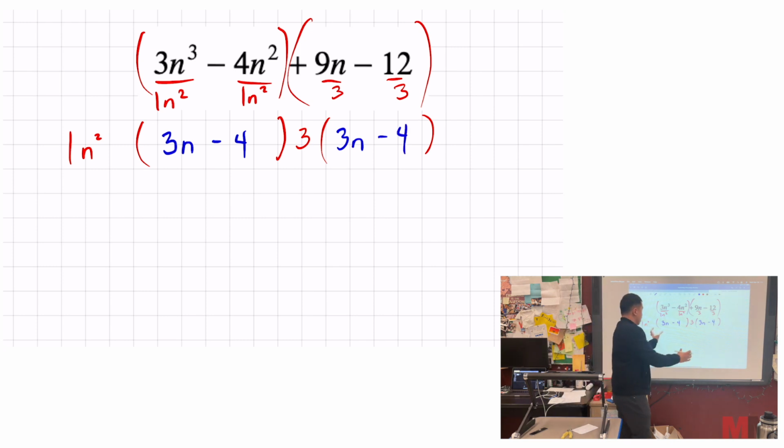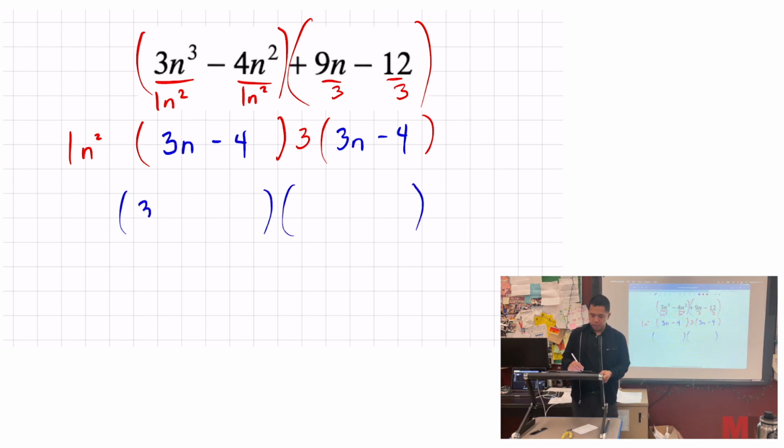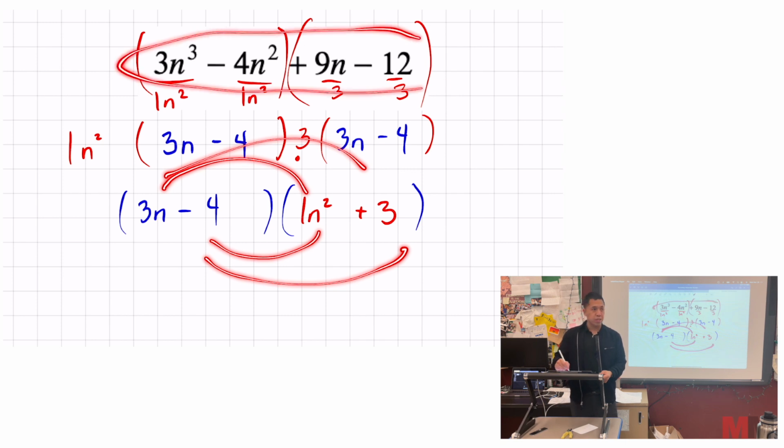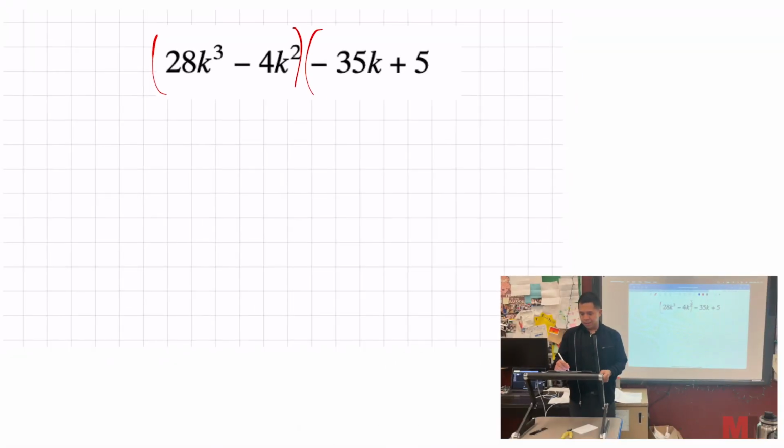So once you got these two to match, then what do you do? One of them is what they have in common, 3n minus 4, and then you put the 1n squared, and it's a positive 3 right here, plus 3. That's it. Here's the last question. If I distribute all of this, guess what you get? The same thing that you began with. 2 parentheses, right? And then we'll just kind of go through it faster.